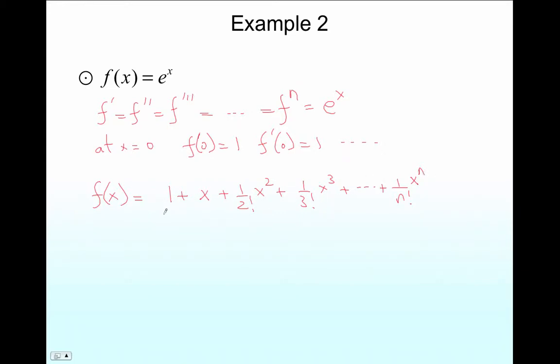Now that's the Taylor's polynomial. This over here is the Taylor's polynomial of order n. And this is not yet an equality. There is still a remainder. This remainder is going to get smaller and smaller for a fixed x as we go to larger and larger n.